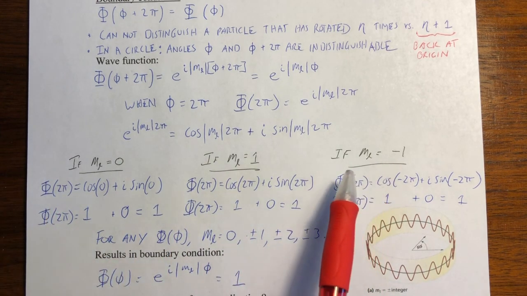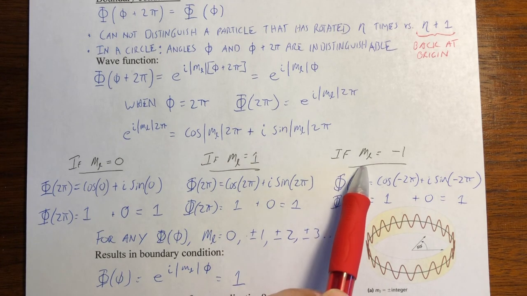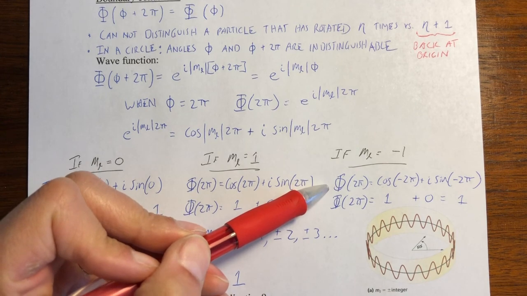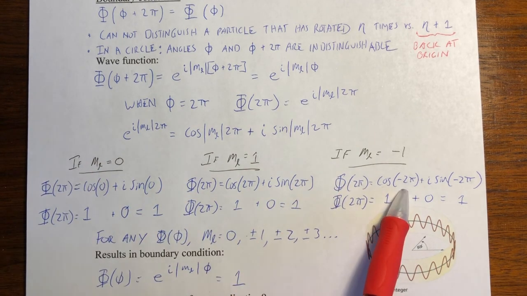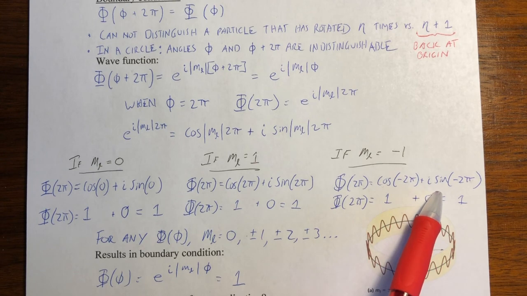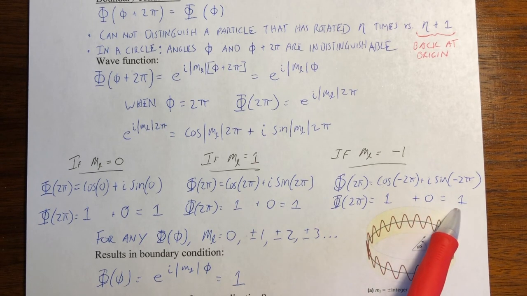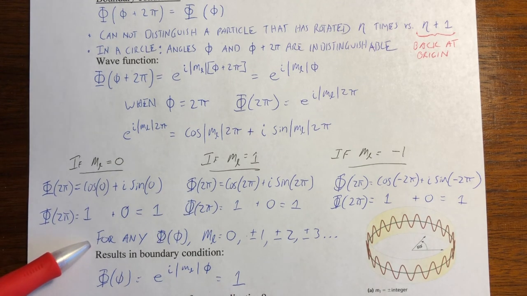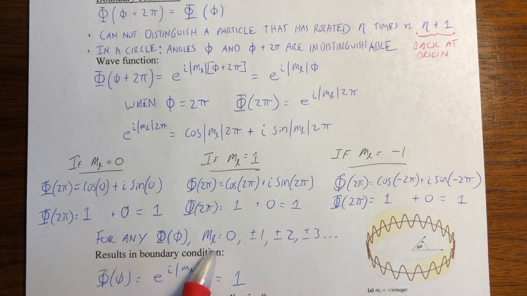And then if we plug in a last value, we can say that m sub l is equal to negative 1, our negative integer. We have the wave function at 2 pi is equal to cosine of negative 2 pi plus i times sine of negative 2 pi, which is again equal to 1. So this allows us to state, or to prove rather, that for any wave function at angle phi, the values for m sub l have to be integers. They can be 0, positive or negative 1, positive or negative 2, positive or negative 3, and so forth.